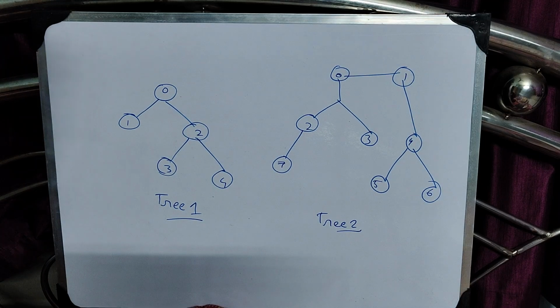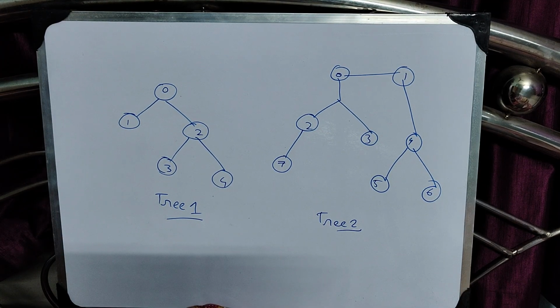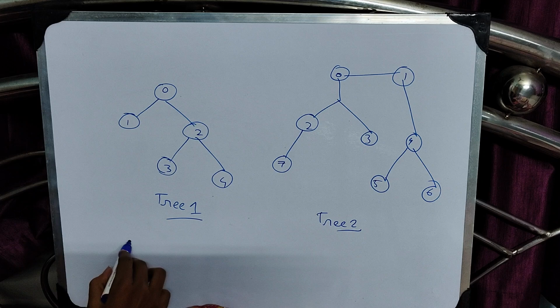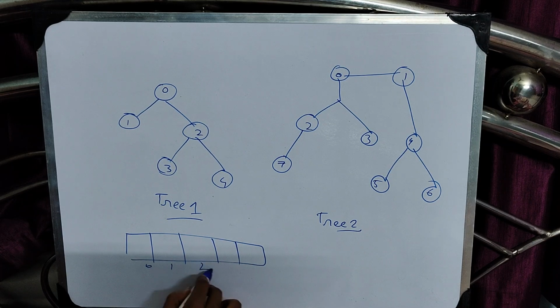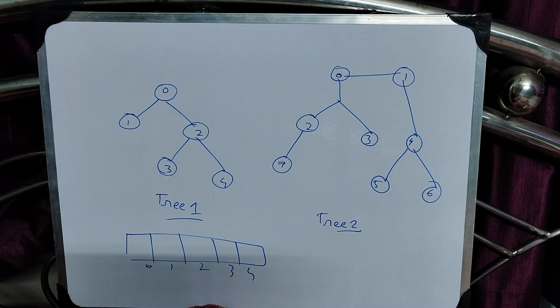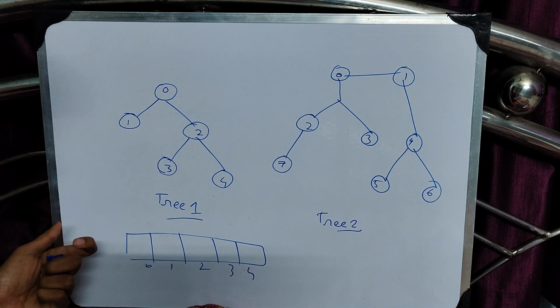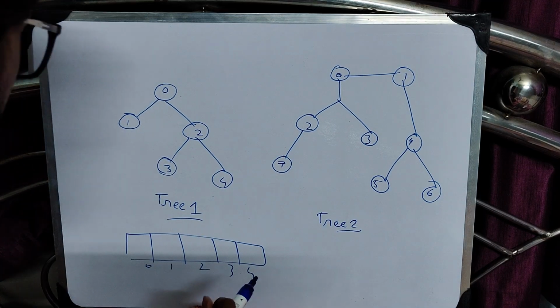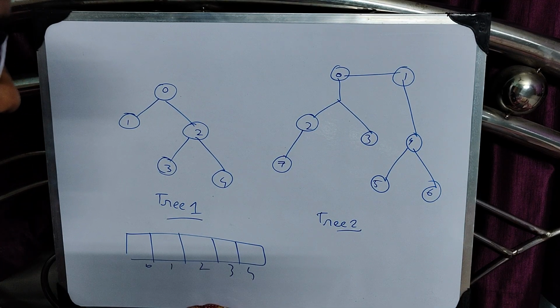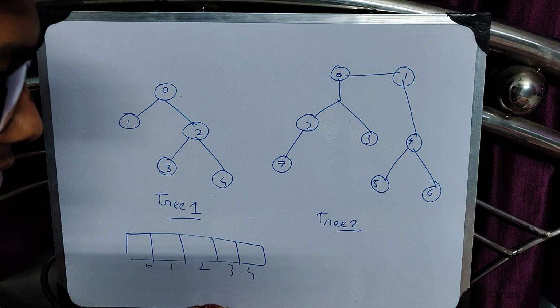First of all, let's understand the question. We have to find the maximum number of nodes. Let's make an array for tree 1: 0, 1, 2, 3, 4. The index shows the corresponding node. The question asks how many target nodes there are. This is not an odd or even part; it is the maximum possible number of nodes in the first tree if you connect them.